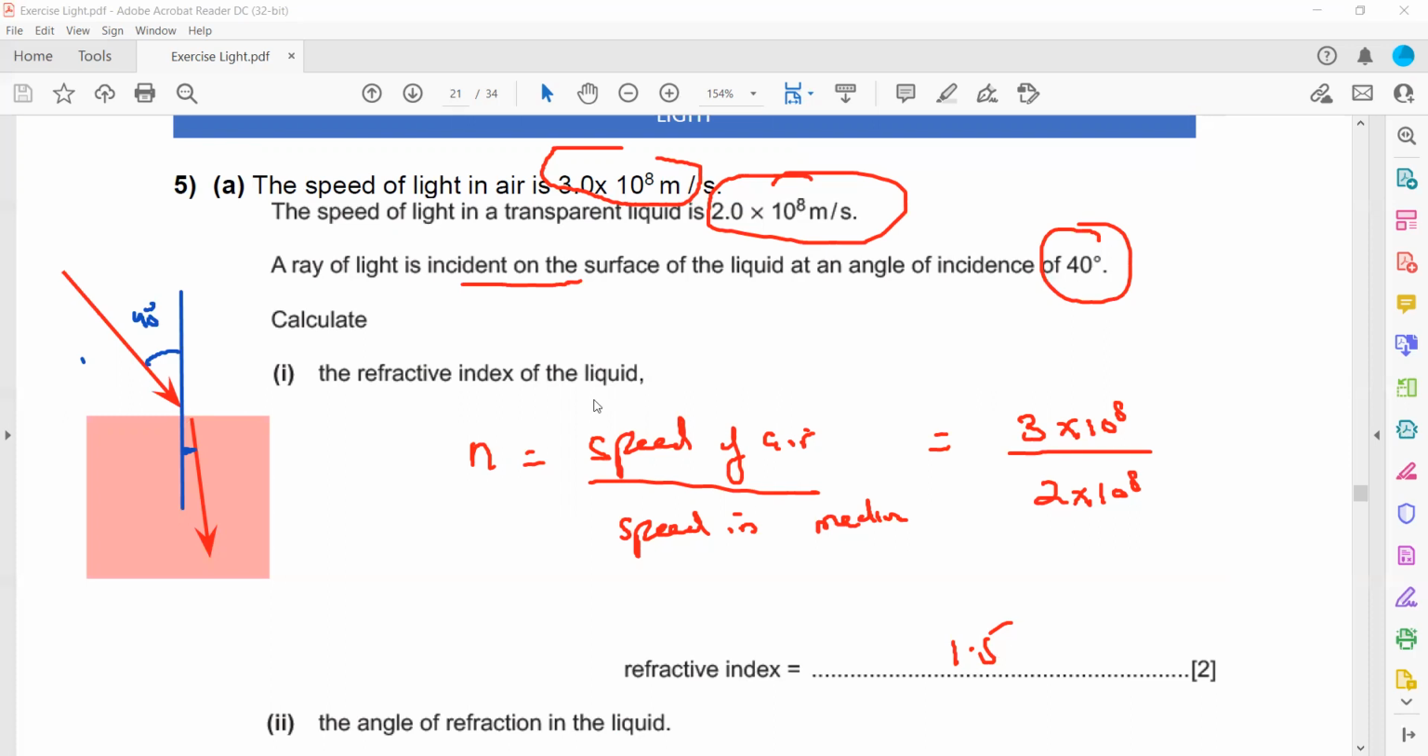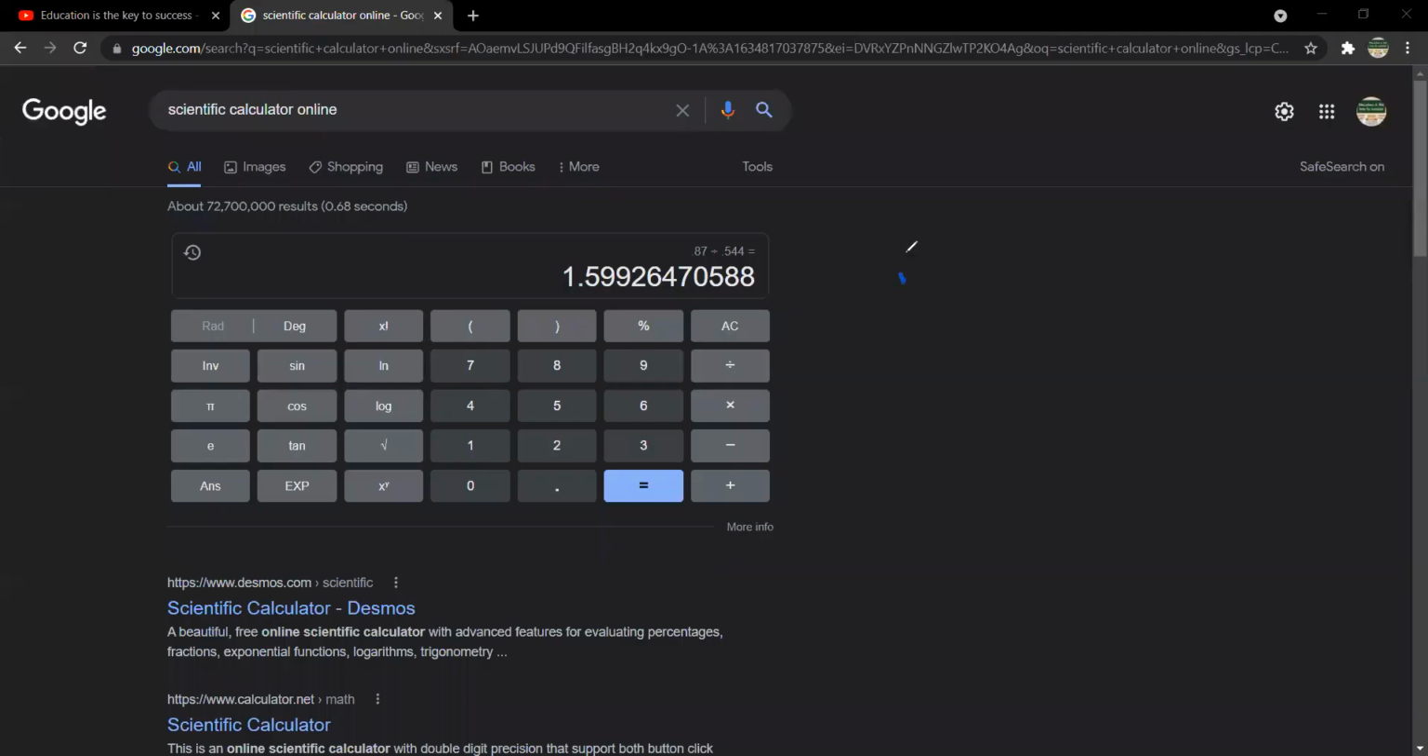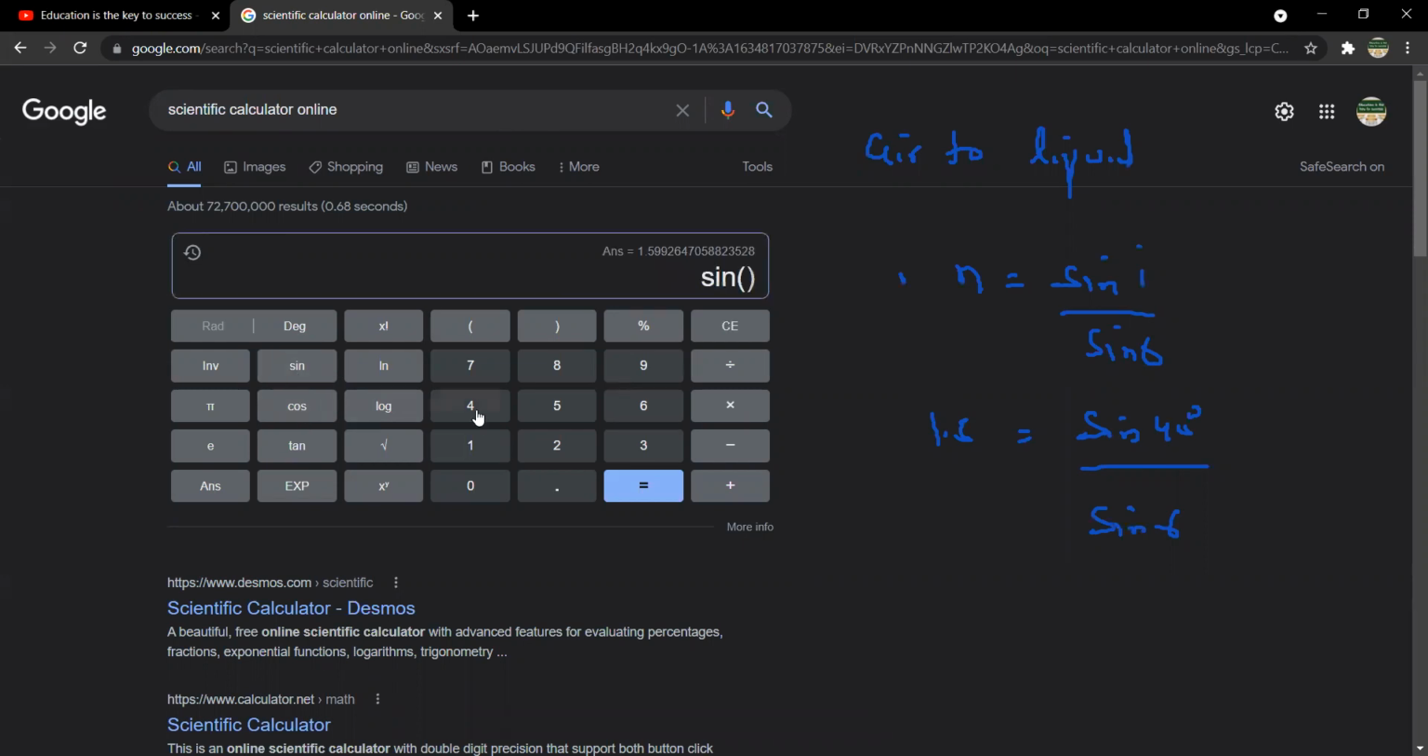So the formula for refractive index when moving from air to glass or air to liquid is sine i over sine r. Refractive index is 1.5. The angle of incidence is given in the question, that is 40, and the angle of refraction we don't know. Then sine 40, what is the value for sine 40? Sine 40 is 0.64. This is 1.5 and this one is sine r.